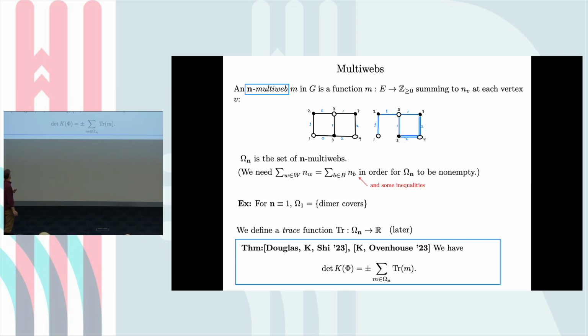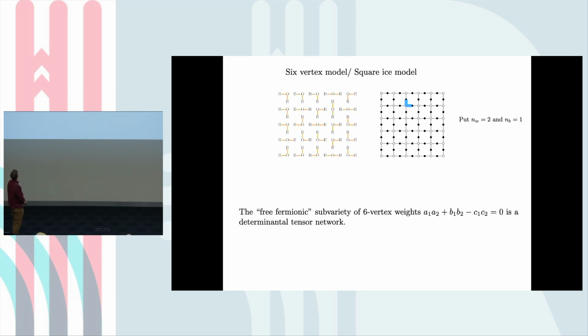Here's a statement of the main theorem, which, of course, I haven't defined either side of the equality yet. The theorem is that there's a certain matrix K, which depends on the connection, whose determinant is the sum over all the multiwebs of some quantity, which is called the trace of the multiweb. And in the case of the dimer model, this is the standard Kasteleyn matrix, and all the traces are 1, so it generalizes the dimer situation.